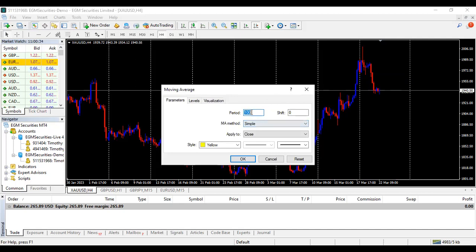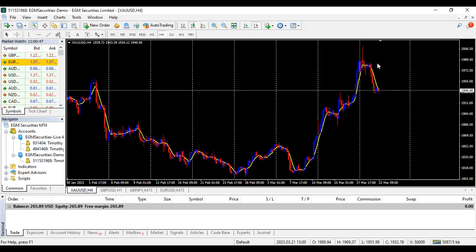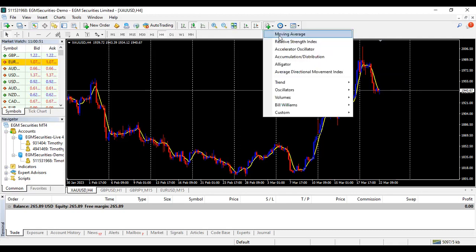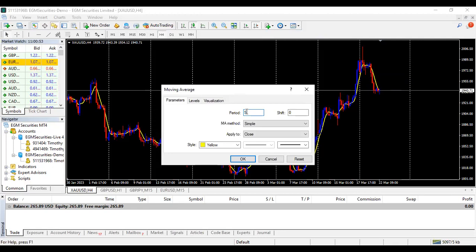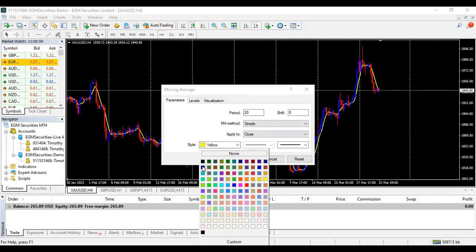The first one, we will use a combination of 3. For the first one, we'll use period 5, simple close moving average, and the color is yellow. Then you click OK, and it will appear on the screen. Then you come again to the same point, choose moving average. Now we'll go to period 20, simple close, and now we change the color. Maybe here you can change it to blue.